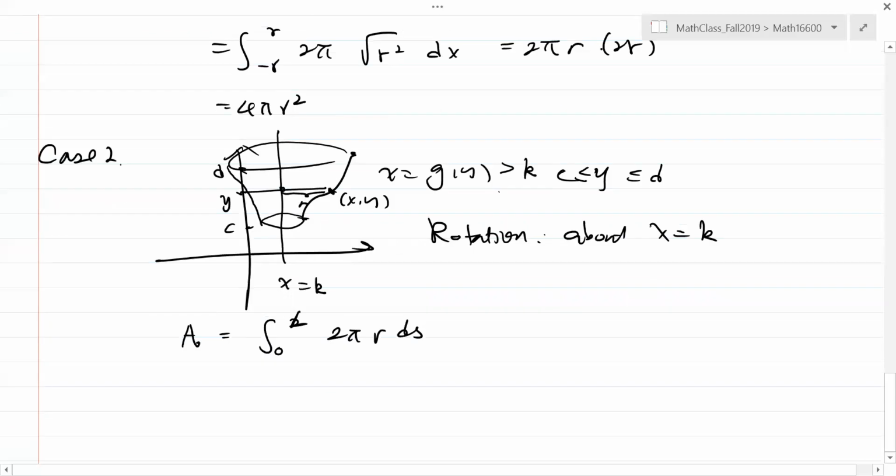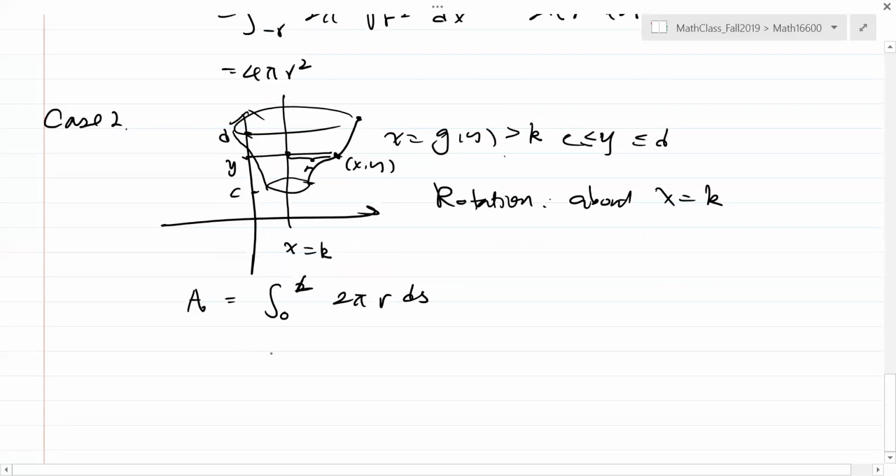The question is how do you express r? How do you express ds? All right, so what is r? If you look at the picture, r is going to be the difference of the two coordinates. This is x and this is k. So x minus k. Clear, right? So you have to draw the picture. Okay, you have to draw the picture.